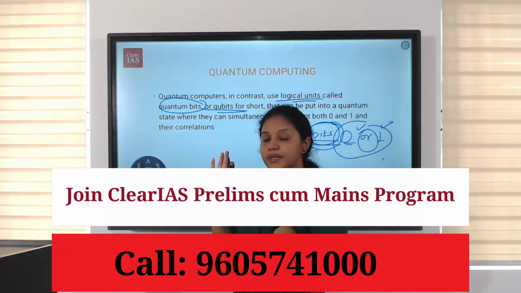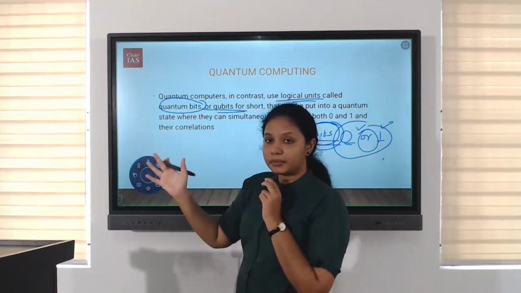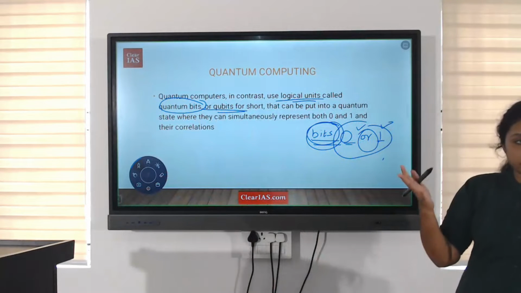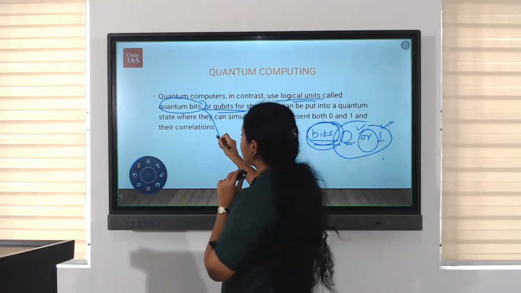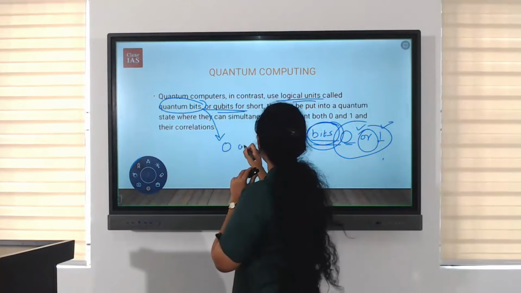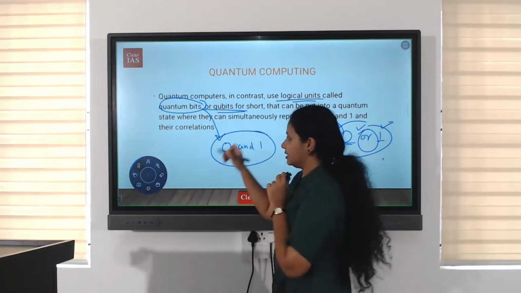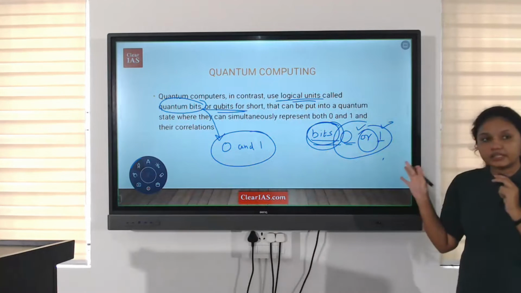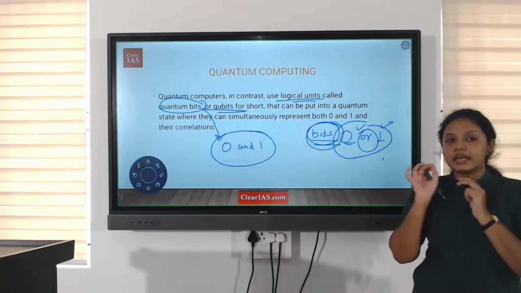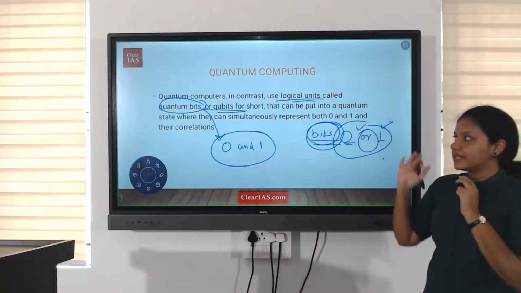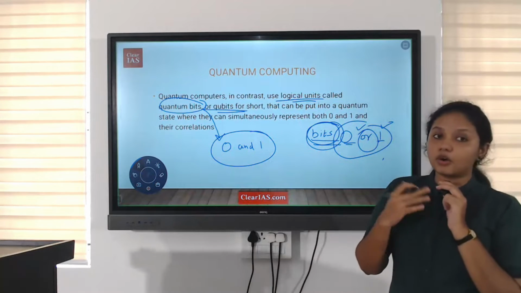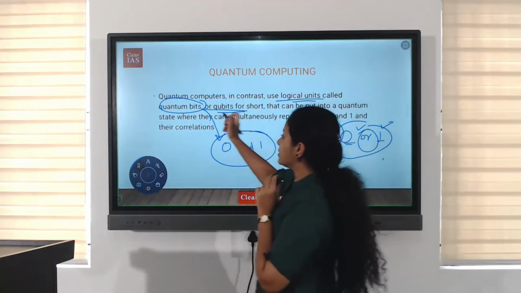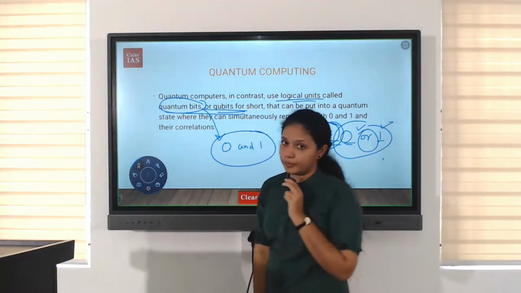What is the difference between classical and quantum computing? Classical computers use a 0 or 1 for transmission. Quantum computers use 0 and 1 simultaneously. That is the major difference. Classical computers use either 0 or 1, but quantum computers use 0 and 1 simultaneously, and the unit of a quantum computer is the quantum bit or qubit.